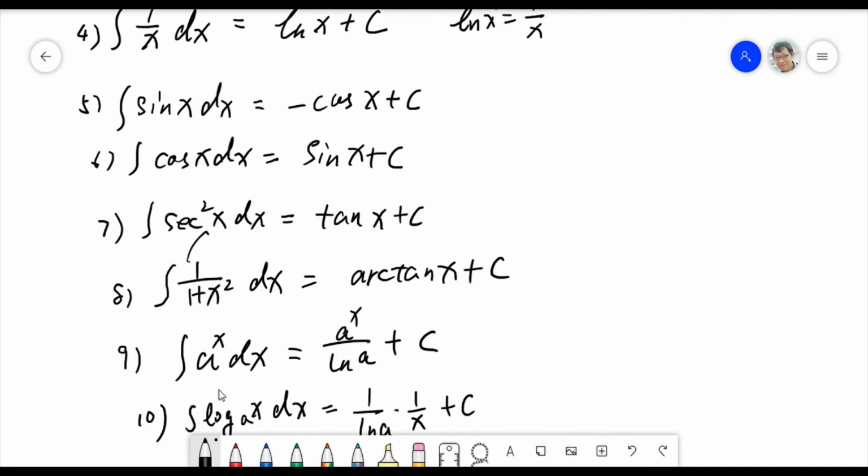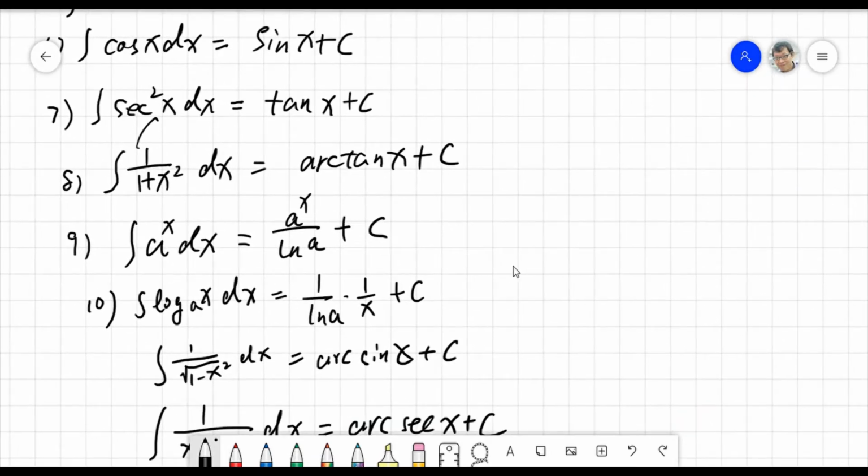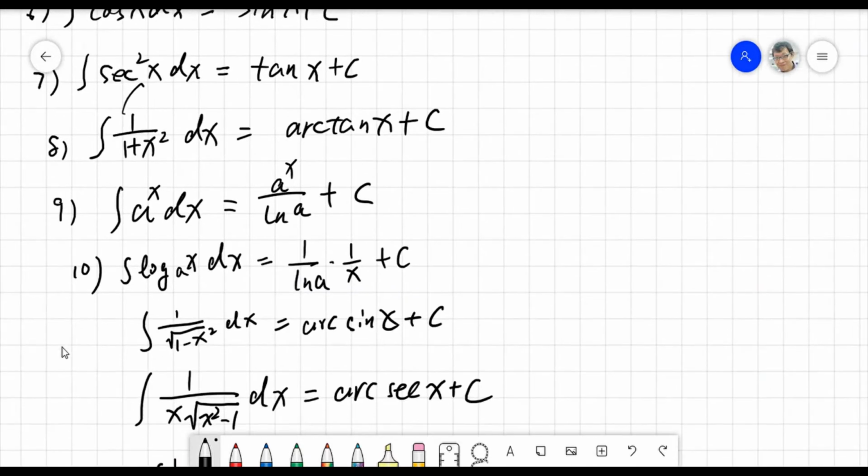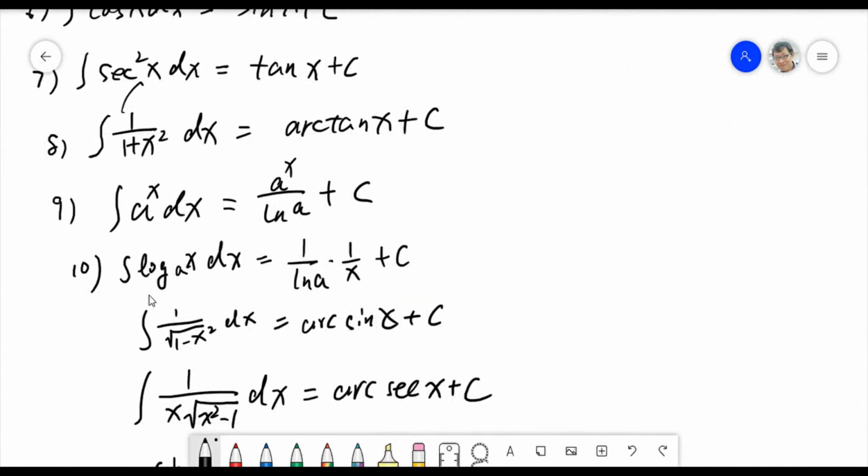Okay, I will not prove this one. It might be very hard for me as well, and we would spend a long time on it. If you're interested, you can see some resources on YouTube or elsewhere to find the solution. Then the last one I also feel is very interesting and hard to believe. But anyway, it is the integration of log base a of x dx equals 1 over natural log a times 1 over x plus c.